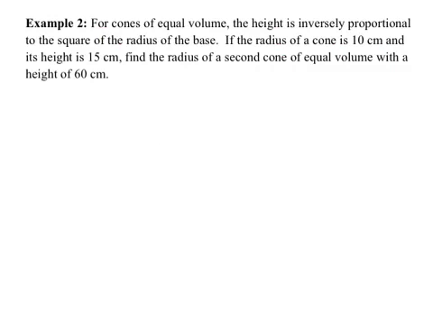All right, a word problem. Can I get someone to read it for us nice and loud? Georgia, go ahead. For cones of equal volume, the height is inversely proportional to the square of the radius of the base. If the radius of a cone is 10 centimeters and its height is 15 centimeters, find the radius of a second cone of equal volume with a height of 60 centimeters.